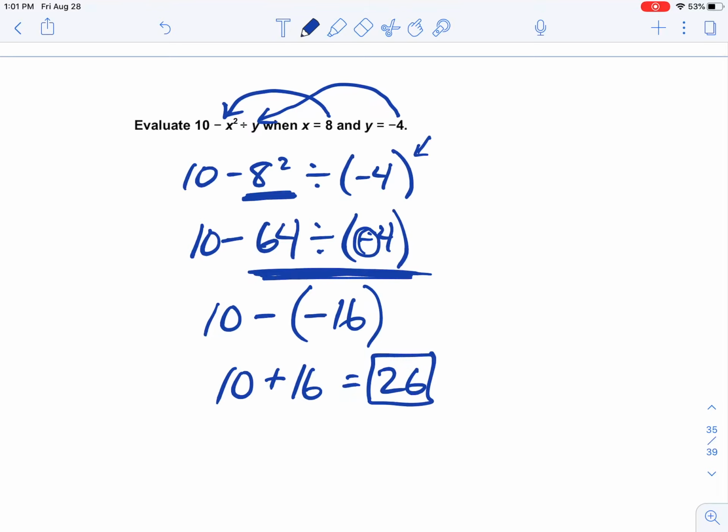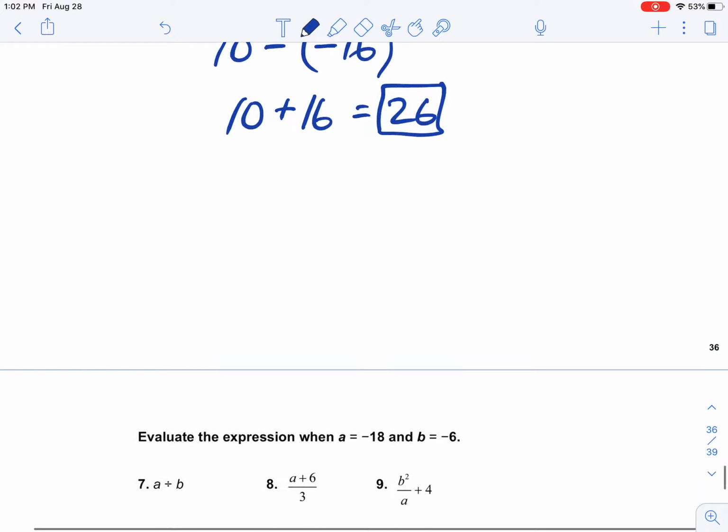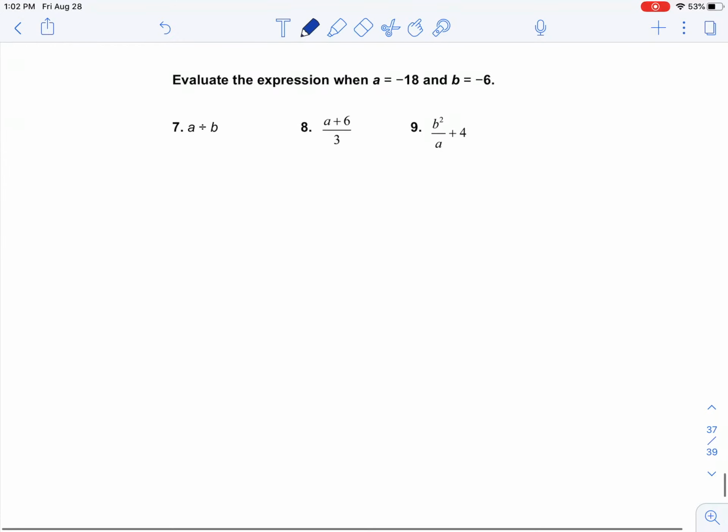Now again, it seemed like a pretty easy problem, but if you work it out, I think we don't make what we call careless mistakes then. All right. Next page, again, I'm going to do the same thing here. I'm going to plug in a negative 18 for the A, and I'm going to plug in a negative 6 for the B. So 18 divided by 6 gives us 3, and there were 2 negatives in that problem. Therefore, it makes it a positive.